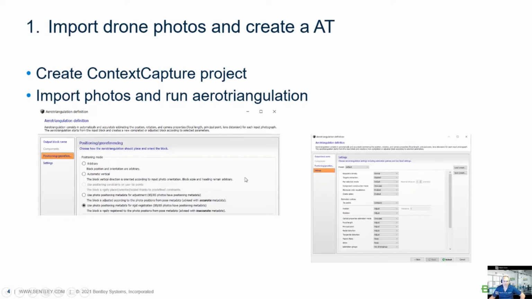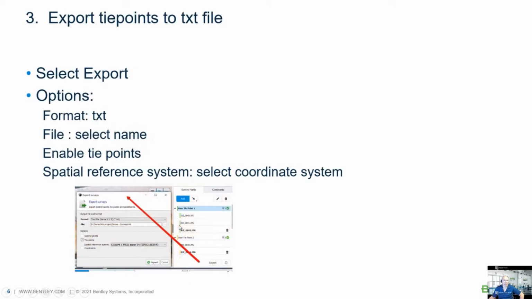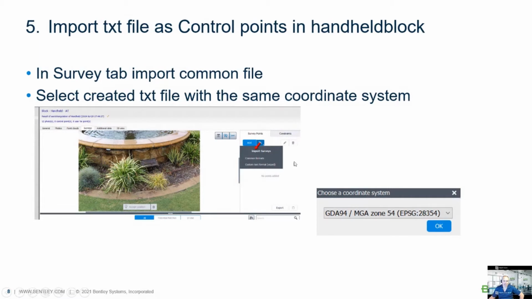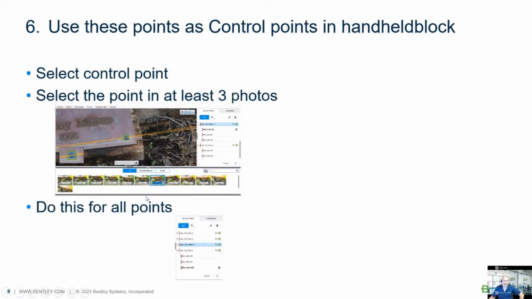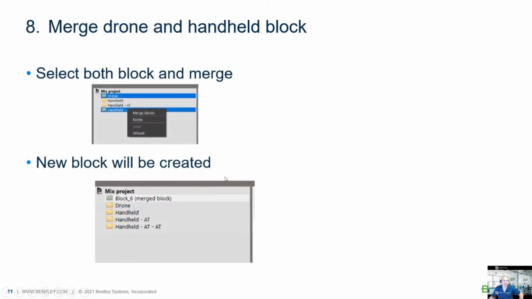So we create a project and run aerial triangulation. We create tie points here and export them to a text file. Over here, it's format, export text file. Then we create a new block for the handheld data set, run the AT, import these images, assign the ground control points, and run a new AT using ground control points. When it's finished, you can merge them and go to reconstruction and production.